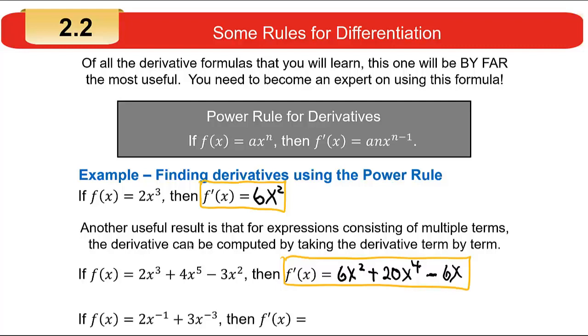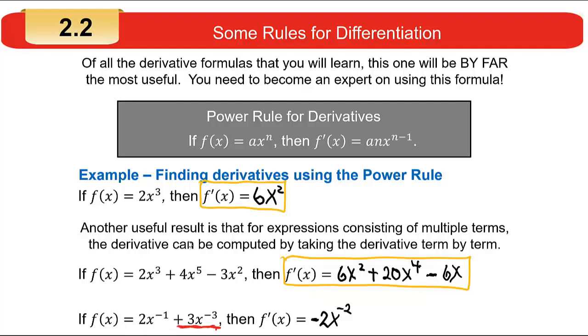How about this one? If f of x is equal to 2x to the minus 1 plus 3x to the minus 3, then the derivative is, again, a two-term expression, so you can take the derivatives term by term. Start off with the 2x to the minus 1 and apply the power rule. The power rule says that you multiply the exponent times the coefficient, so that's minus 1 times 2, that gives you minus 2. And then you subtract 1 from the exponent. Well, if you take minus 1 and subtract another 1, you get minus 2.